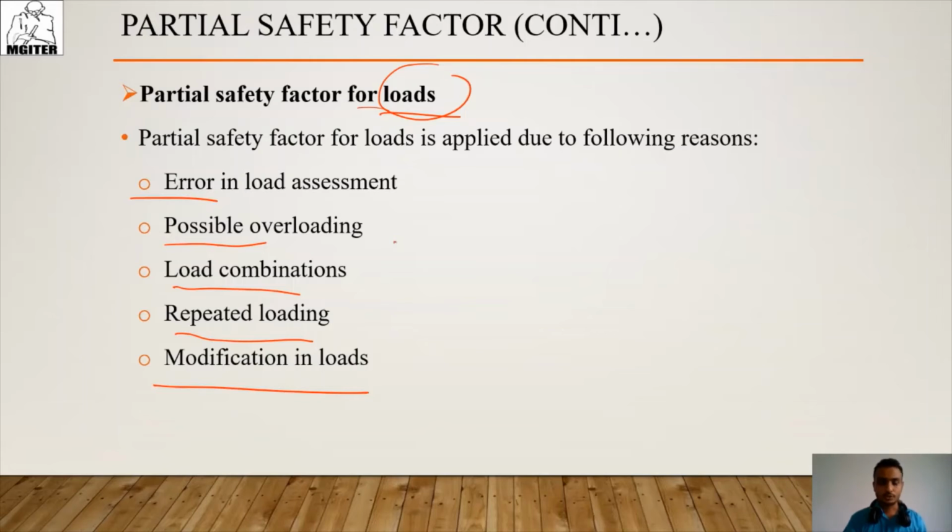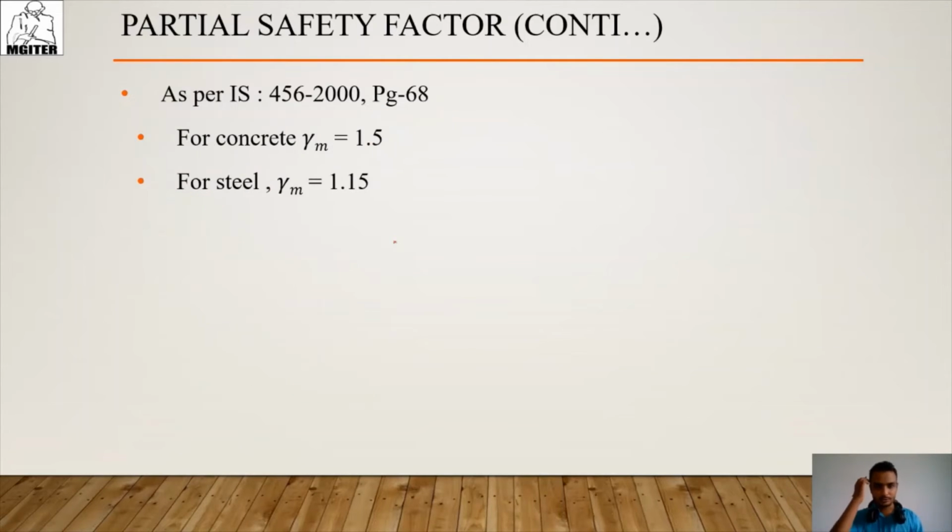For this type of error we follow IS 456:2000, page number 68. For the concrete we have a partial safety factor of 1.5 and for the steel 1.15. Understood? It's a simple partial safety factor here. For the concrete 1.5 and for the steel 1.15.